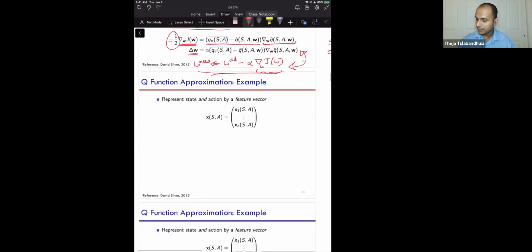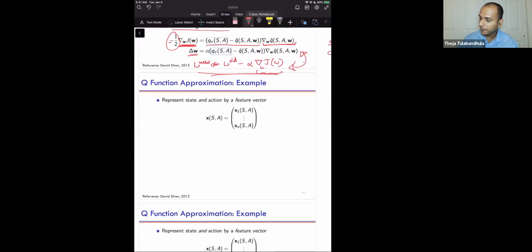Let's start with a linear function example. Let's say my state and action is represented by a feature vector, by which I mean, think of it this way.